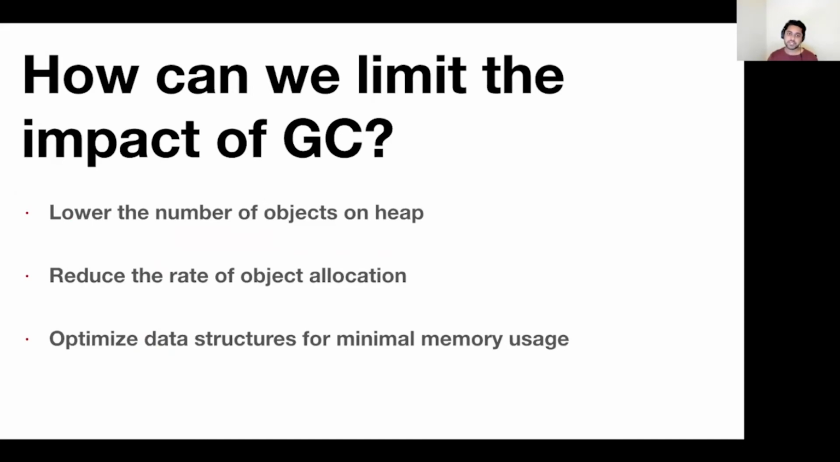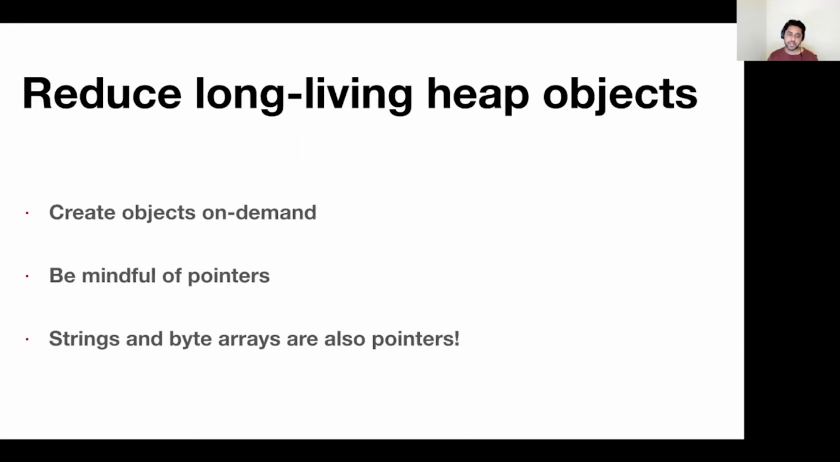So as we previously discussed, garbage collection becomes really expensive when we have a large number of heap objects or when the rate of memory allocation is high. So if we can lower the number of objects in the heap or reduce the rate of object allocation, in addition to this, if we can optimize our data structures for minimal memory usage, we can do a lot to mitigate the impact of GC, make it more lightweight, and leave more resources for our main program. So let's look at some ways to do that.